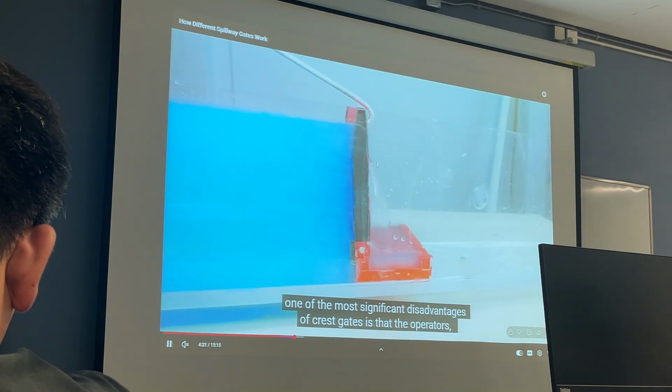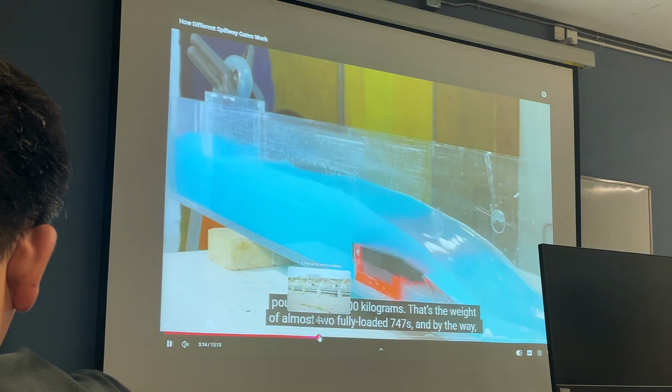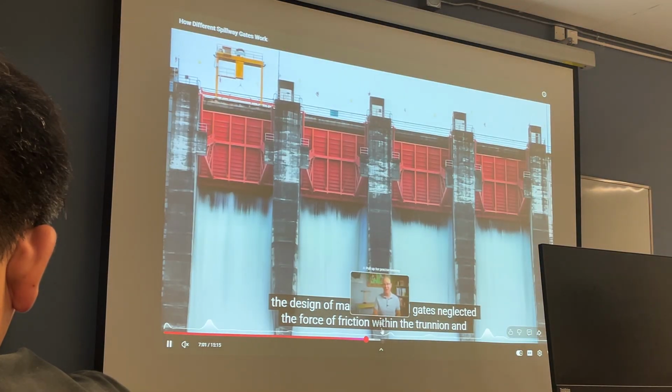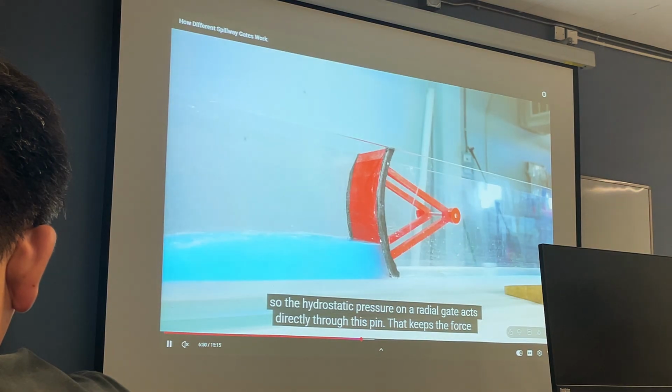Just like this. So this is not the radial gate spillway. Now this one is a radial gate spillway. Just like this.